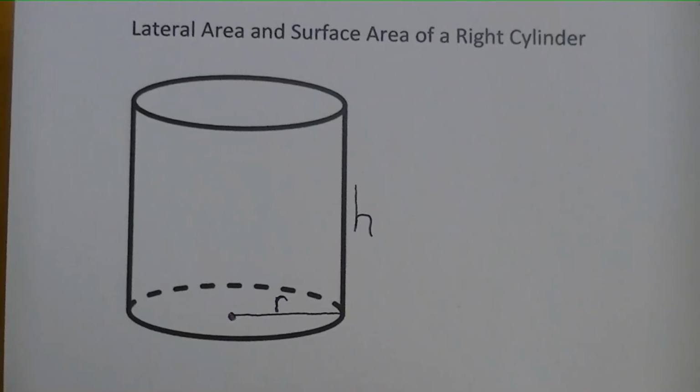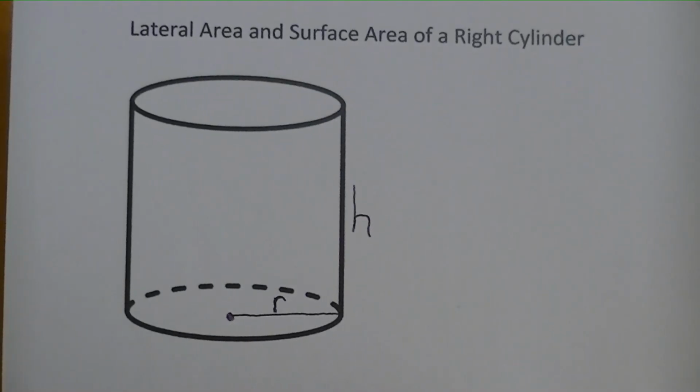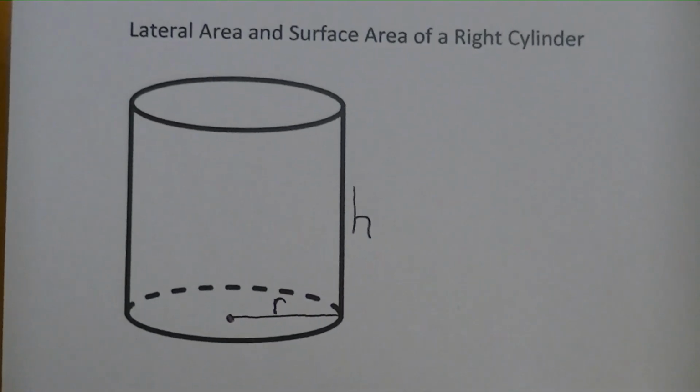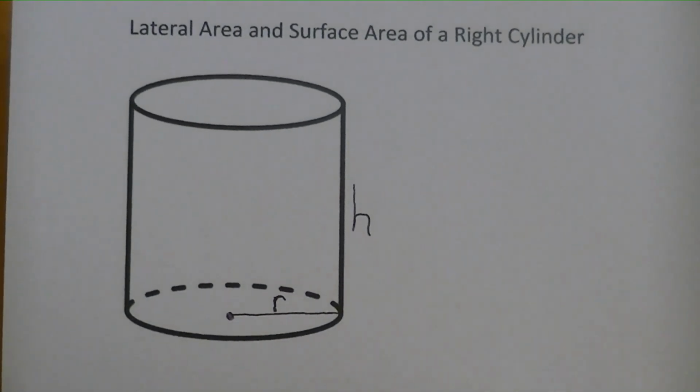Moving on to lateral area and surface areas of right cylinders. Before I go into it, see if you can maybe reason this one out yourself. If you knew the radius of this cylinder and the height of the cylinder, how could you figure out the lateral area and the surface area? I will remind you the difference between them.